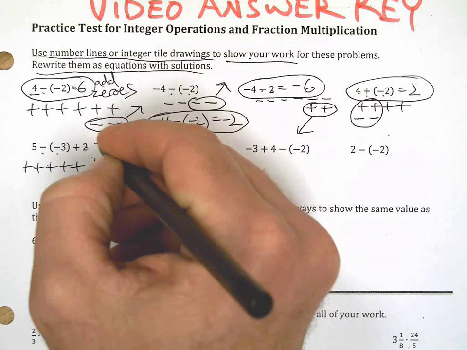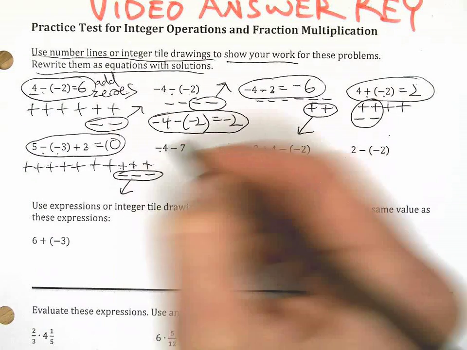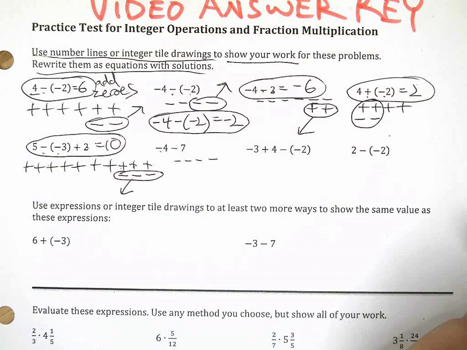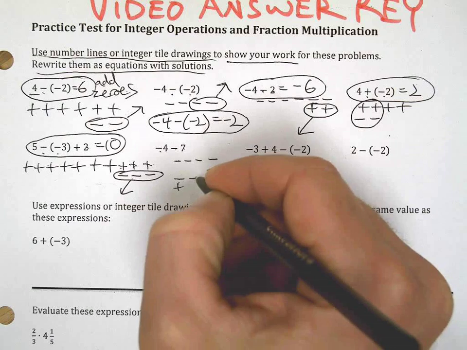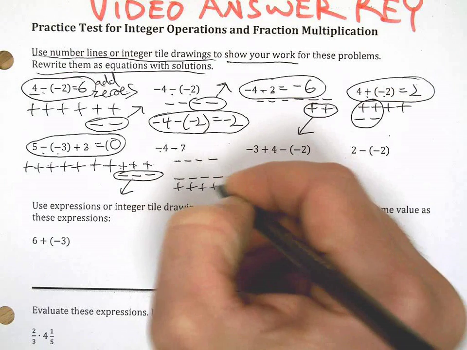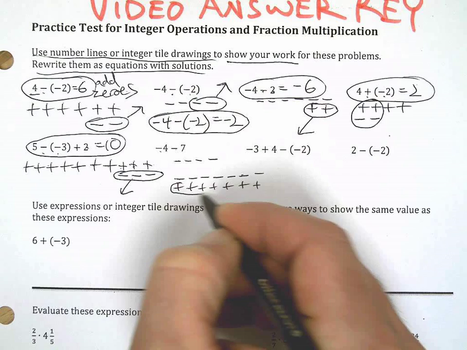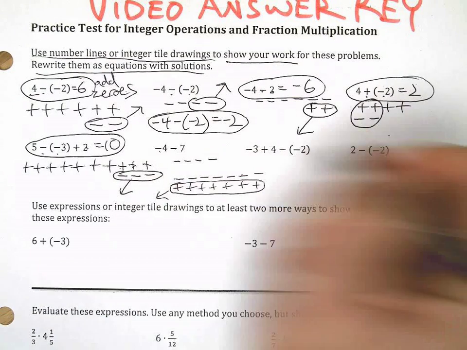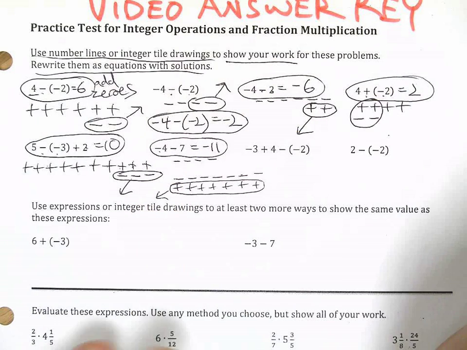6, 7, 8, 9, 10 positives. -4. Take away +7. So if I add 7 zeros, 5, 6, 7, and then I grab those 7 positives, I have nothing but negatives left, 11 of them. There we go.